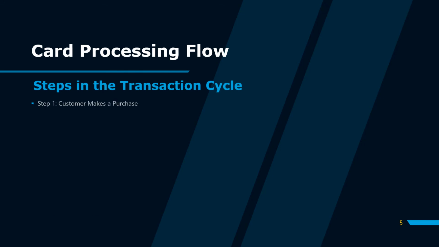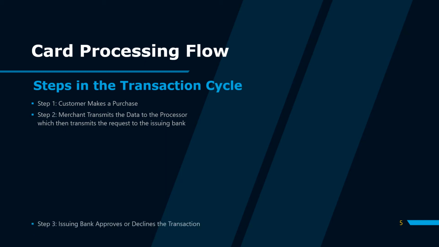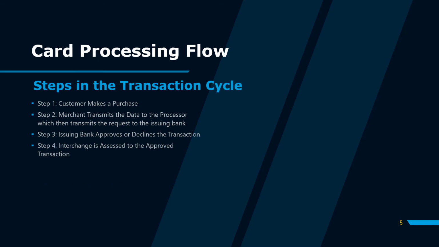Step 1. A customer makes a purchase using either a debit or credit card. Step 2. The merchant transmits the data to their processor, who then in turn sends the request to the issuing bank. The issuing bank will either approve or decline the transaction and send that information back to the processor. Assuming the transaction is approved, the interchange rate, which is again charged by Visa, MasterCard, Discover, or American Express, is assessed to the approved transaction. The processor then processes the payment and funds the merchant. The merchant will then have the funds deposited into their bank account, usually within 1 to 2 business days.